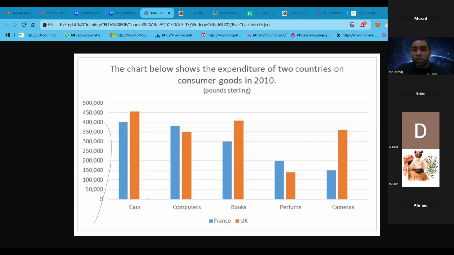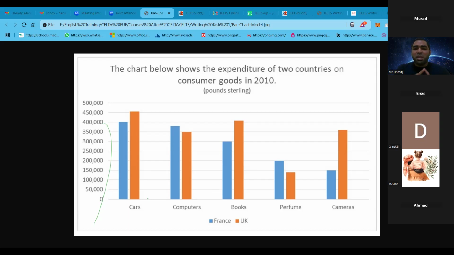So the chart illustrates the amount of money spent on five consumer goods. You have to mention them: cars, computers, books, perfume, and cameras, in two different countries. You have to mention the countries. What are they? France and UK. And mention the year, 2010. Units are measured in pounds sterling. You see that?